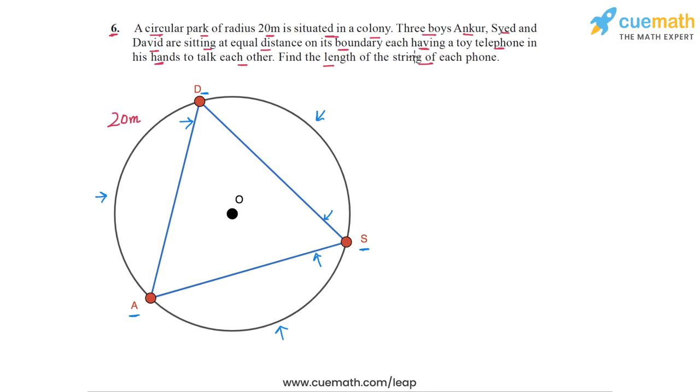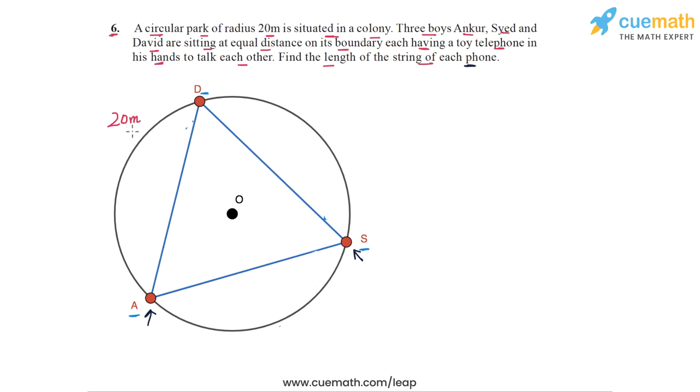Now what we have to find is the length of the string of each phone, and this string is basically represented by the segment joining 2 positions. So for example, the length of the string between Ankur and Syed will be the length of this chord AS. So we have to find the length of the string of each phone. The 3 lengths will be equal because, as we discussed, triangle DAS is an equilateral triangle.